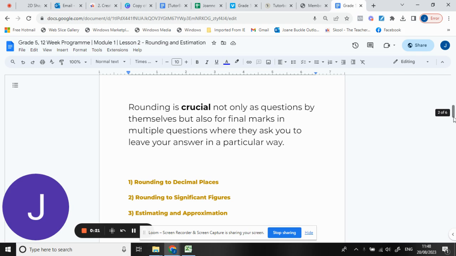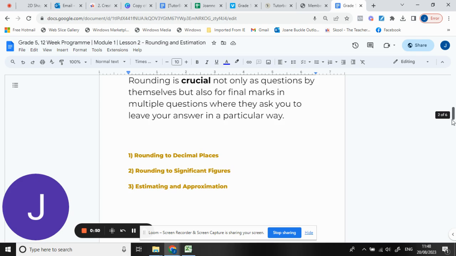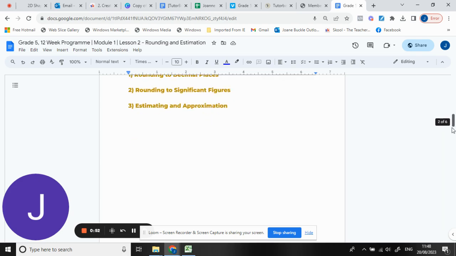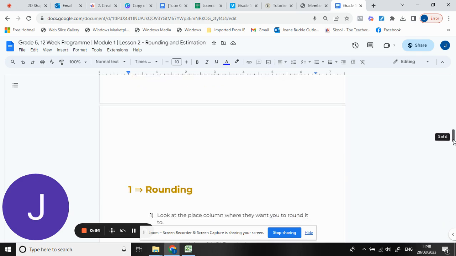So rounding, you're sometimes asked questions at the beginning of the paper. Those are low value mark questions of 1 or 2 marks, where it will say round these numbers to 1 decimal point, 2 decimal points, 2 significant figures, 3 significant figures, and they are what I'd call standalone questions. However, more importantly, throughout the paper, you will also be asked to leave your answer in a particular form. So leave it to 2 decimal places, leave it to 3 significant figures, etc. And that's where, if we don't get this part sorted, you will lose quite a few marks, okay? So we're going to start there.